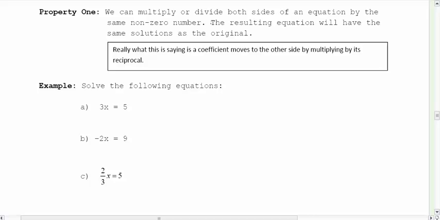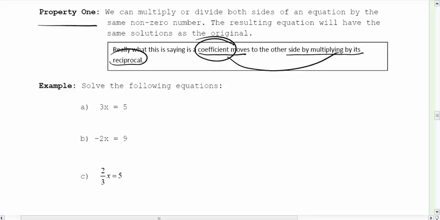We can multiply or divide both sides of an equation by the same non-zero number. The resulting equation will have the same solutions as the original. What this is really saying is that we can move the coefficient to the other side by multiplying by its reciprocal. That is, this property is really telling us how to move a coefficient. We move it by taking it to the other side and converting it to its reciprocal. What we like to say is we flip it.